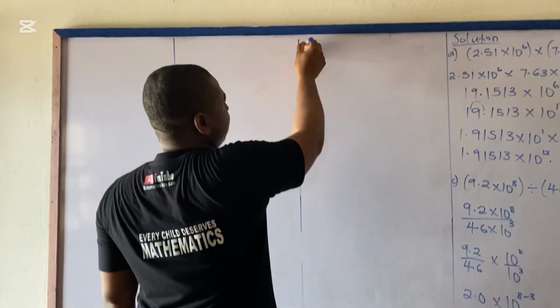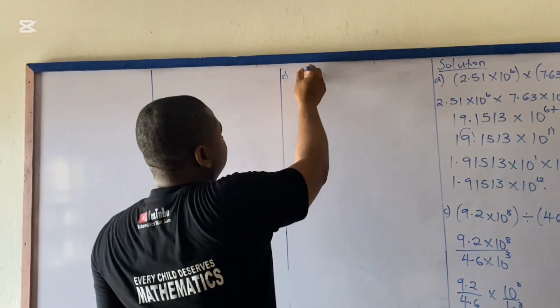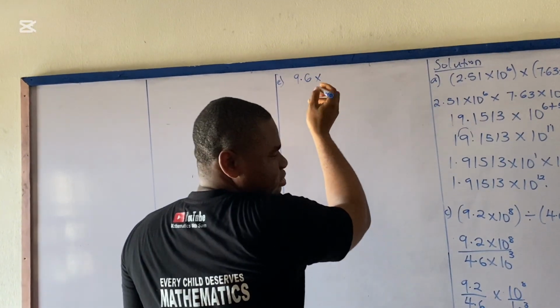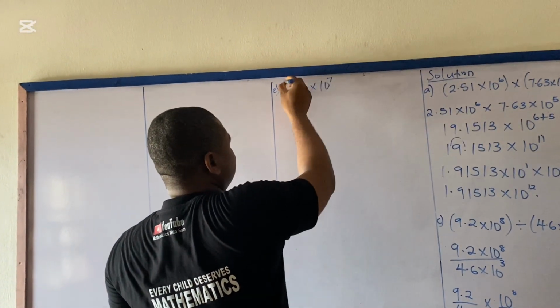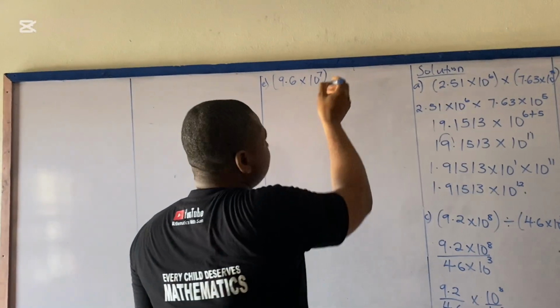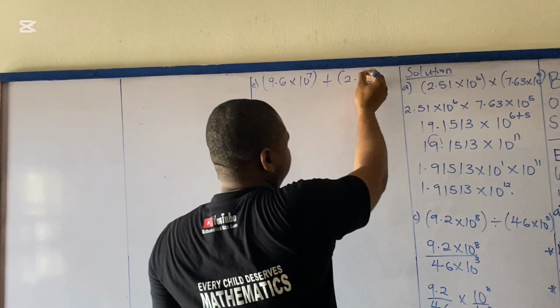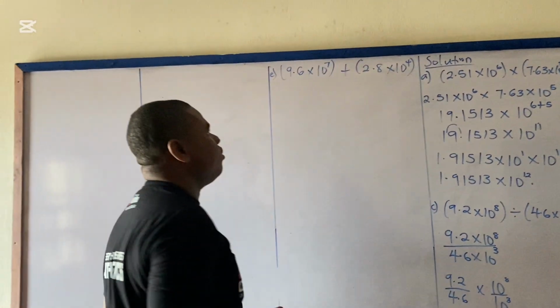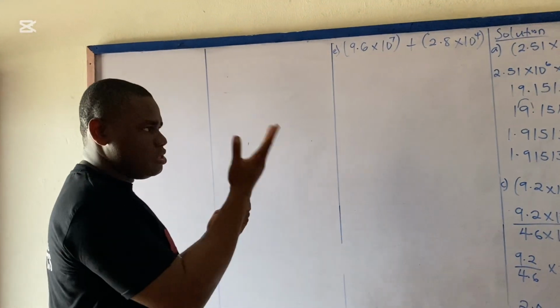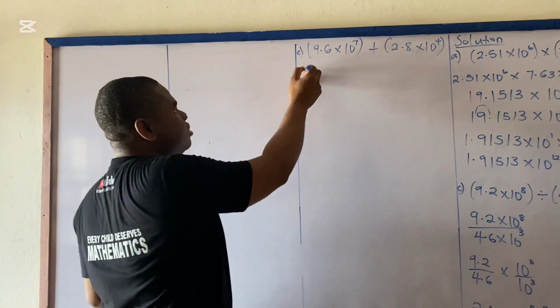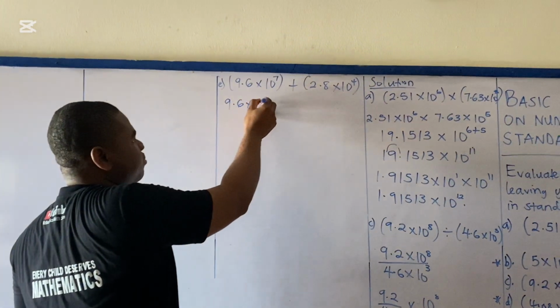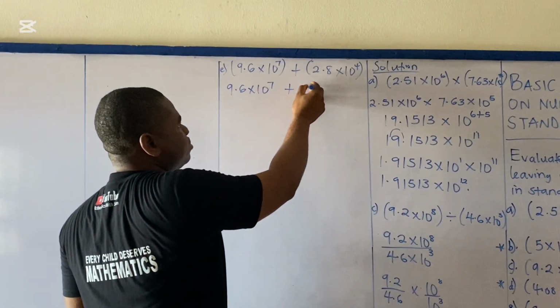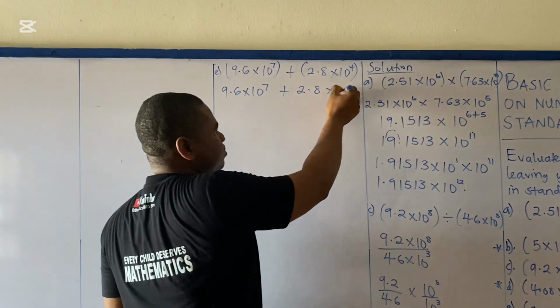For E, I have 9.6 times 10 raised to the power of 7 plus 2.8 times 10 raised to the power of 4. So now in this case, I will still open the brackets as usual. So I have 9.6 times 10 raised to the power of 7 plus 2.8 times 10 raised to the power of 4.